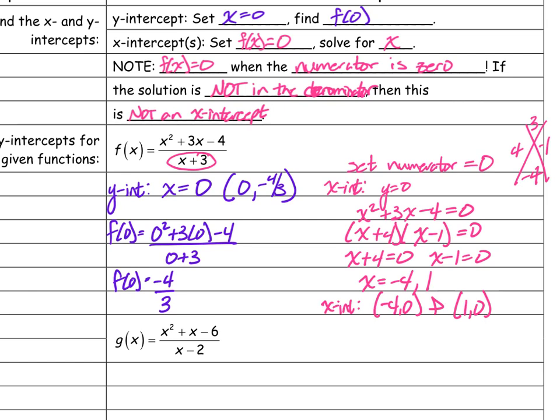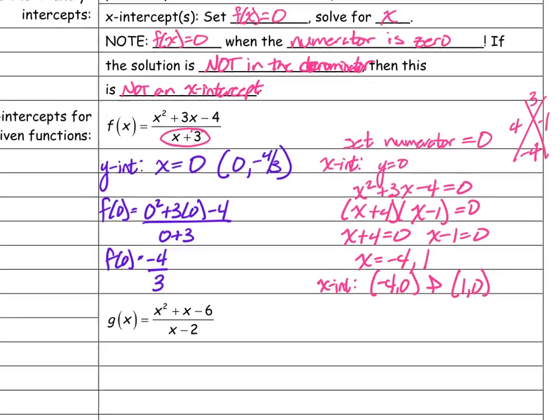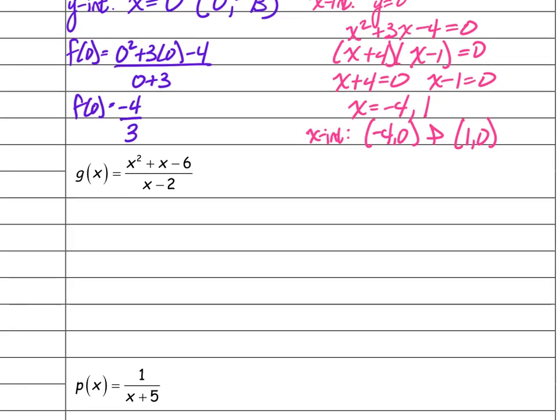There we go. That's all there is to it. So let's go ahead and go on to the next one. All right. So we're going to do the same thing. Find the y-intercept. I'm going to find f of 0. So I get 0 squared plus 0 minus 6 over 0 minus 2. So f of 0 equals negative 6 over negative 2, which equals 3. So my y-intercept is 0, 3.